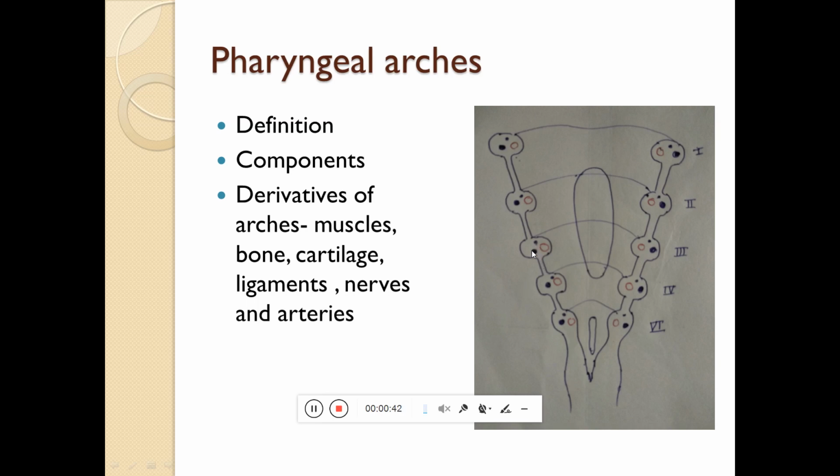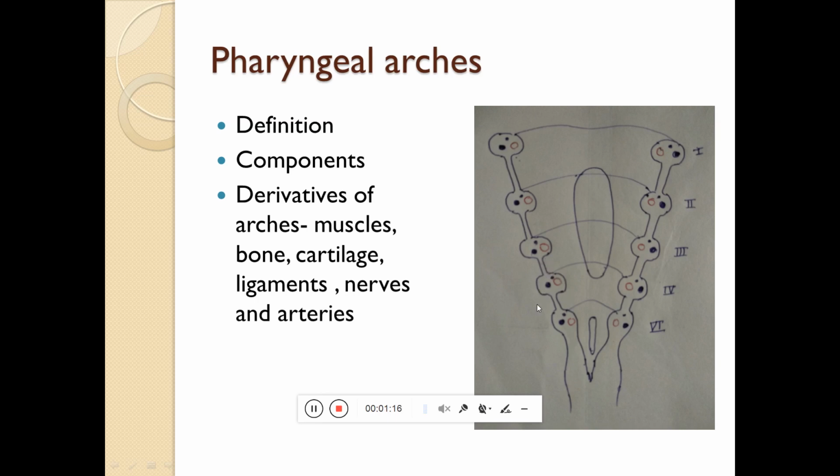If we consider the third arch, the arteries of the third arch are the common carotid artery and internal carotid artery, and the nerve of this arch is the ninth cranial nerve, known as the glossopharyngeal nerve. The muscle of this arch is only one muscle, the stylopharyngeus. Then the cartilage of this arch: they are the greater cornu and lower part of the body of the hyoid bone. They are also developed from the third arch.